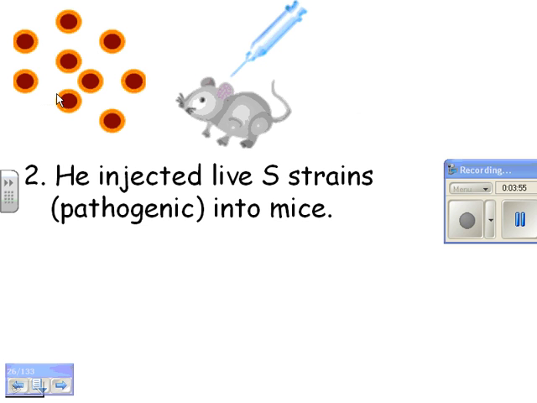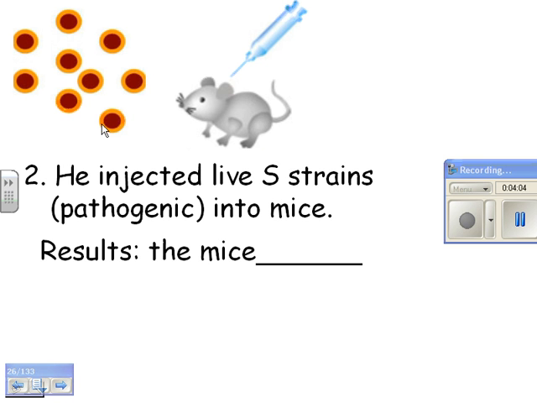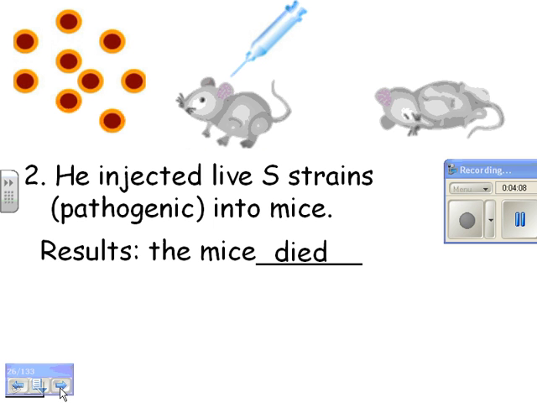Then he took this bad strain, the S strain, the pathogenic one, and he injected that into the mouse. And guess what happened? You got it. This thing reproduced and reproduced and reproduced, and it killed the mice. So the mice died. Sad.